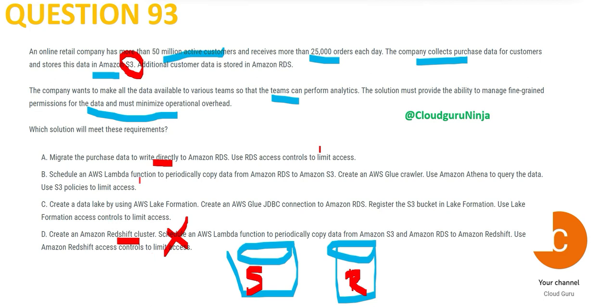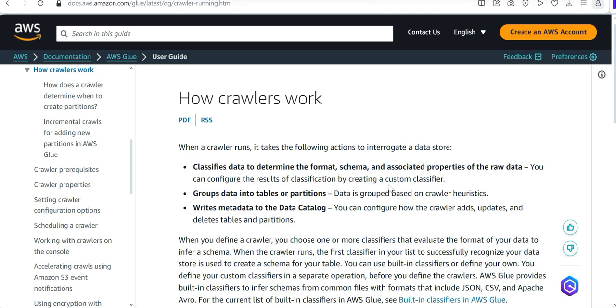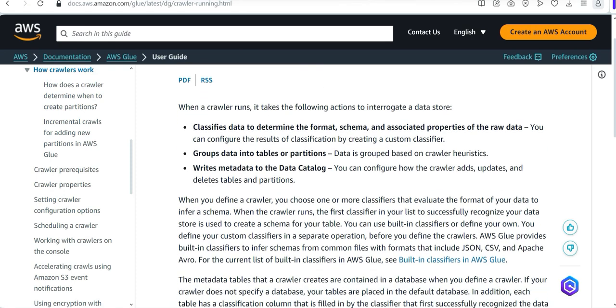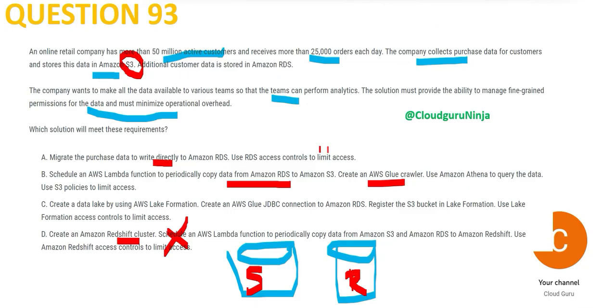Now B says, guys, let's use a lambda function to periodically copy the data. See, a lambda function auto kills itself after 15 minutes. So while the copy is going from RDS to S3 and the copy does not finish, it will automatically be killed. So not a good solution. After that, they are saying, boss, let us use an ETL tool like a Glue crawler. This is an ETL feature. Crawlers will classify data to determine the format of the data, group the data into tables, partitions, and so on. But that solution will not work.